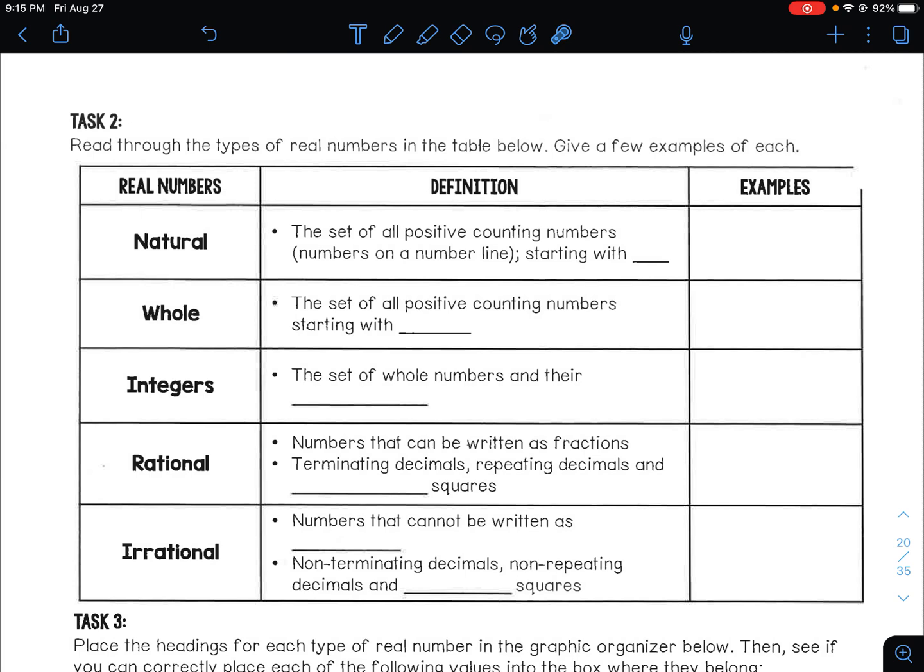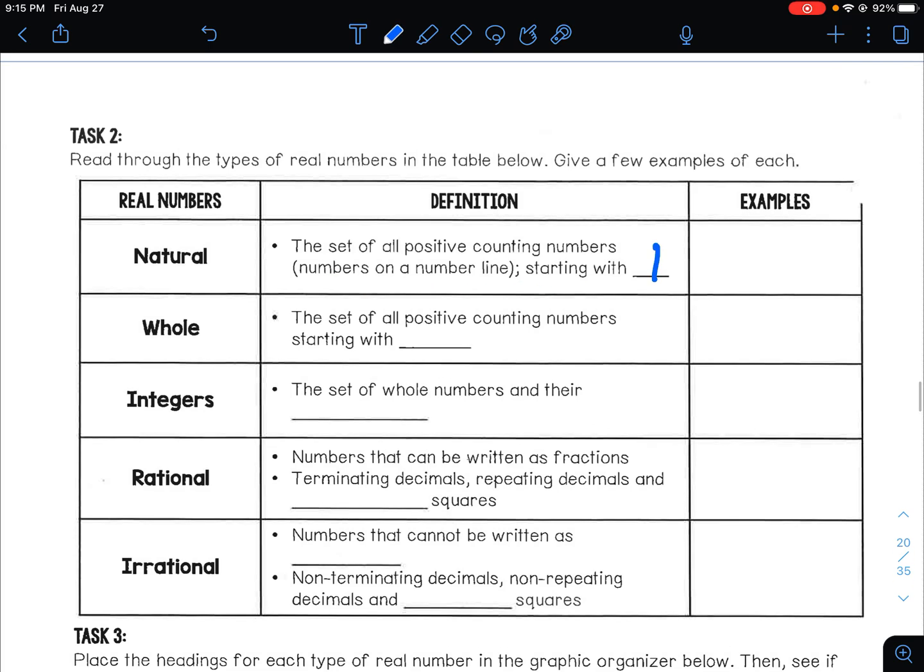Are there other numbers besides real numbers? Well, technically there's something called imaginary numbers, but we're not going to touch on those now. So let's look at the set of all positive counting numbers, numbers on a number line, starting with 1. That is natural numbers. So natural numbers start with 1, and it's all positive counting numbers. What are counting numbers? Like 1, 2, 3, 4, 5, 6, and so on.